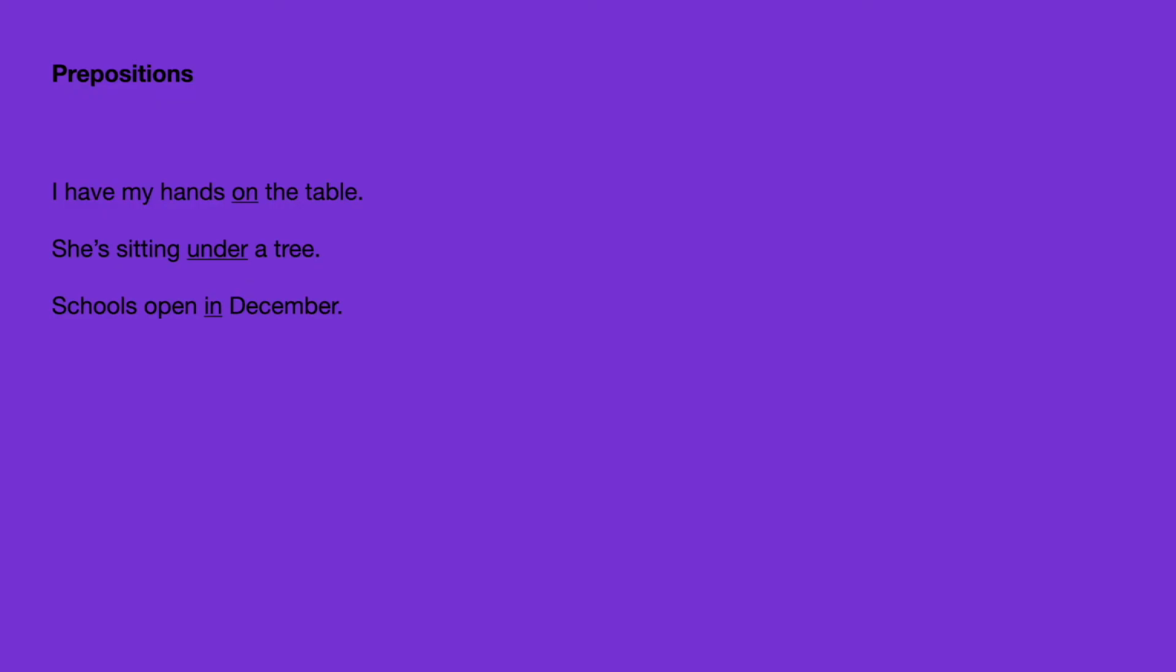Let's move on to prepositions. These are a little tricky just because you have to remember where each one comes and what each one means. Prepositions are words that tell you when or where something is in relation to something else. It tells you the relationship between two or more words in a sentence. I have my hands on the table. She is sitting under a tree. Schools open in December.